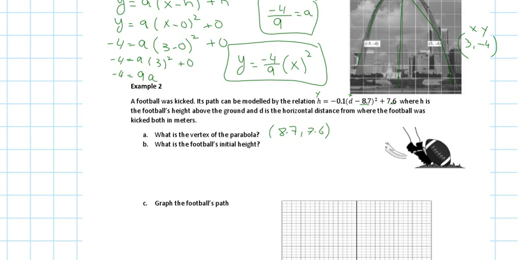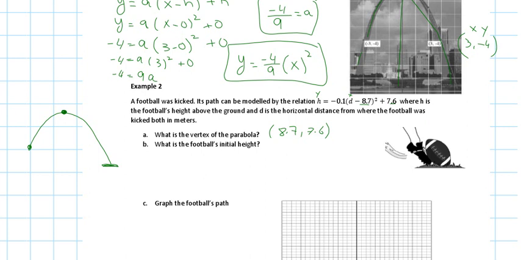So remember, the football is going to be kicked, right? It's going to start and then it's going to go up and then it's going to go down and then hit back the ground, right? So this is my vertex. So what does that represent? The highest point, right? The highest point that your football has reached, right? Now, what was the highest point that the football reached?